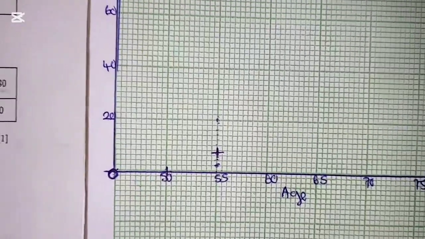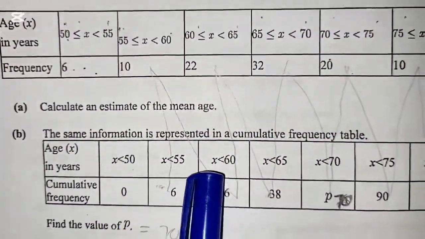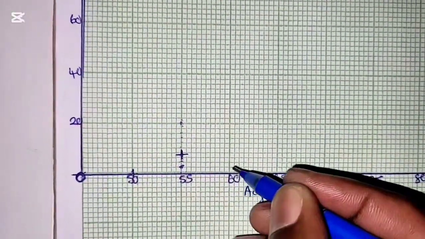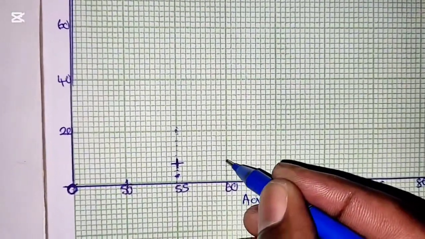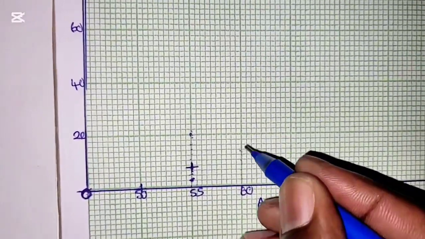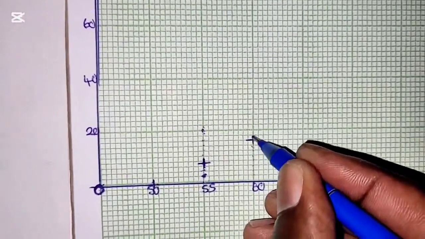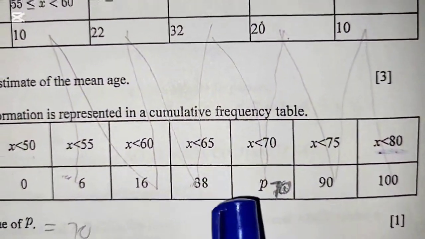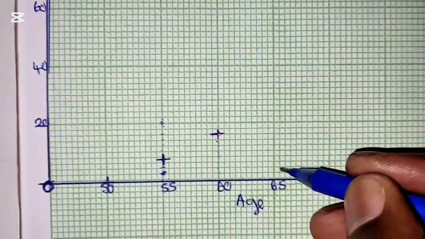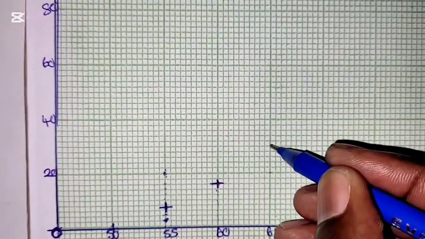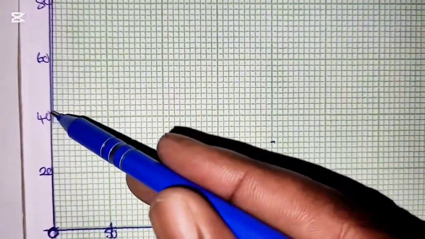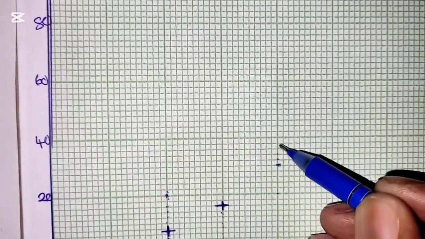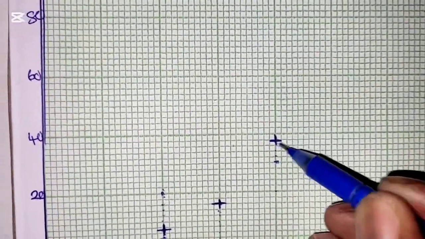6 is right here. Then it's now 60 and 16. So 60 right here and 16: 2, 4, 6, 8, 10, 12, 14, 16. 16 right here. I'm going to plot it right here. Then another one is 65 and 38. 30 is somewhere here, between 20 and 40. So 32, 34, 36, 38. 38 is right here.